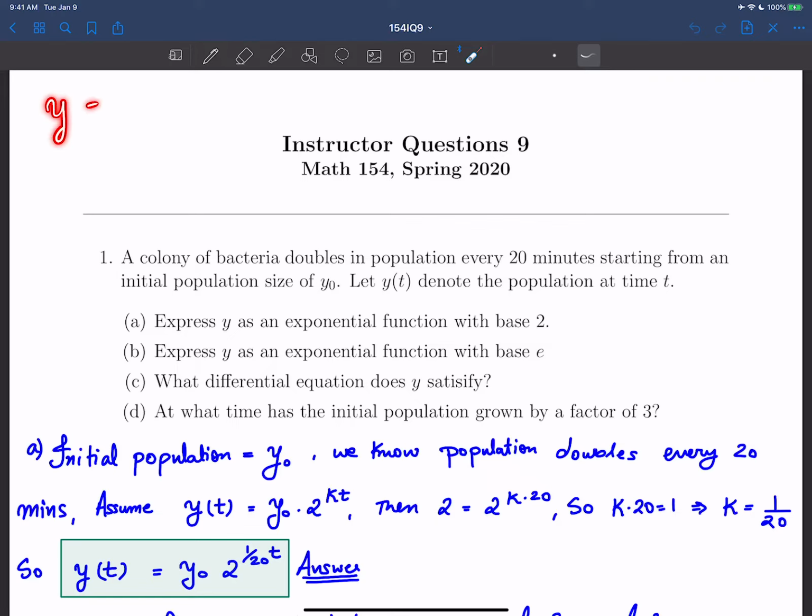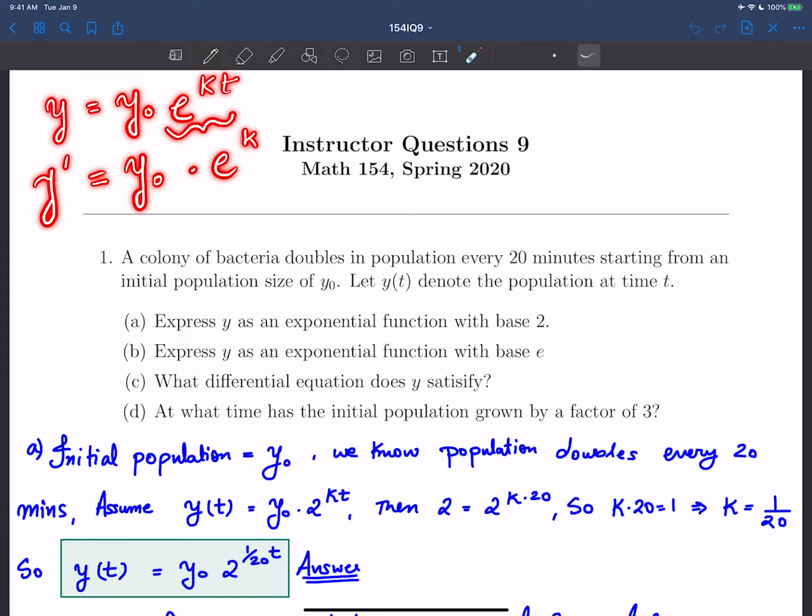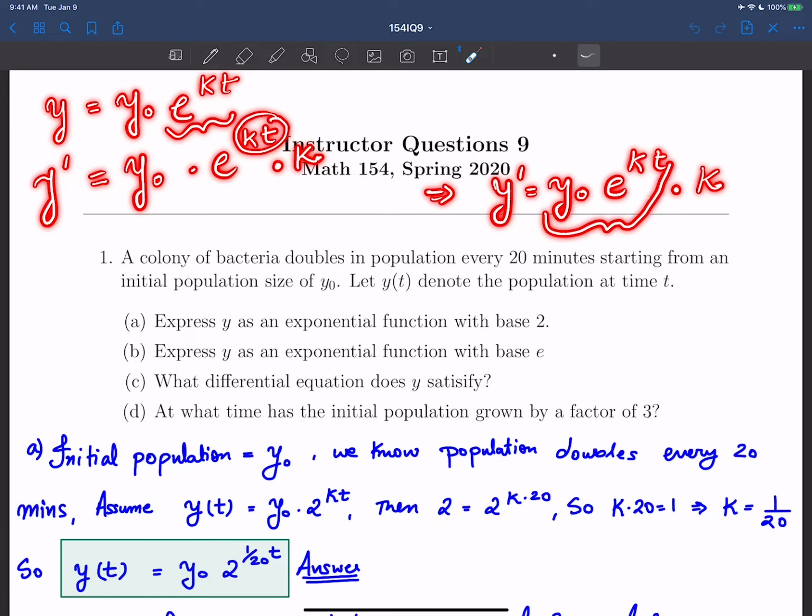Given y equals the initial value times e to the power kt, you find its derivative. y naught is going to stay as a constant in the beginning, and the derivative of e to the power kt is just e to the power kt times the derivative of kt, which is k. So we end up with y prime equals y naught e to the power kt times k. And if you look closely, this expression y naught e to the power kt is nothing but the y value. So this differential equation can be simplified into y prime equals y times k.